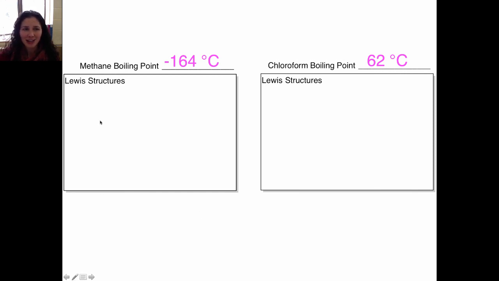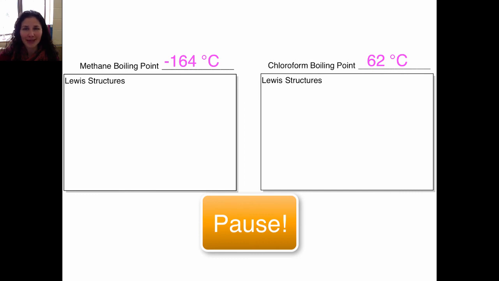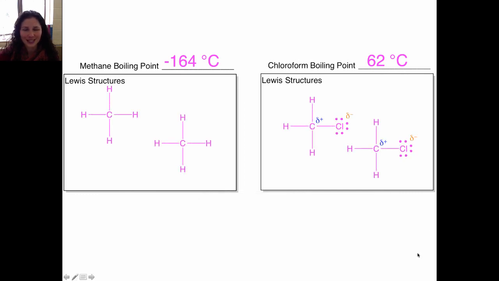On your activity, I asked you to draw the Lewis structure for methane and chloroform. The boiling points are listed here for you, and they're also on the table on the first page of your activity. Pause the video now and draw the Lewis structures for methane and chloroform. On my slide, I've drawn two Lewis structures of each molecule. I've done this simply to illustrate what the intermolecular attractions really are.